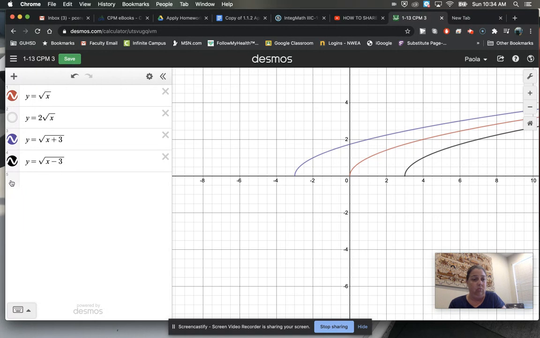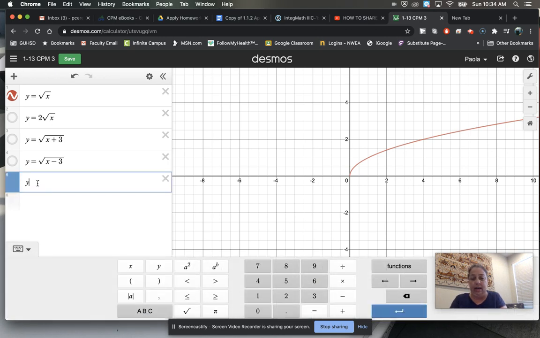Okay, so now let's investigate. I'm going to turn these off because I'm going to compare it. We know that if I add 3 to the inside of my square root, if I'm adding a number, we're shifting to the left. If I am subtracting a number, we're shifting to the right. Let's see what happens if I add it outside. It seems like it shifted up 3 units.